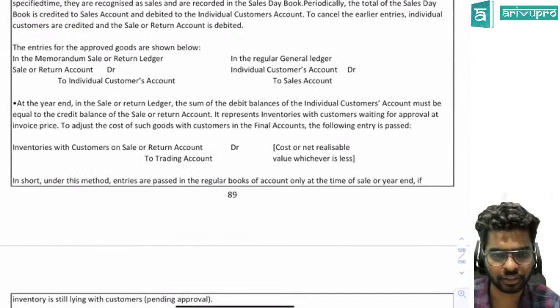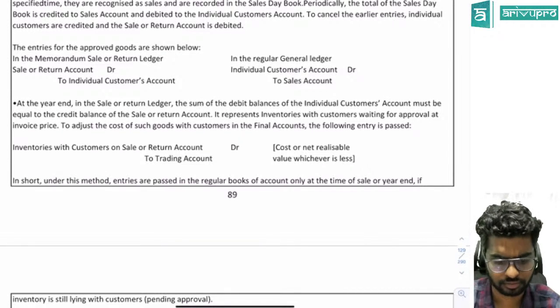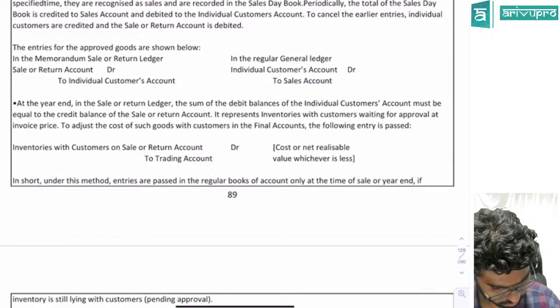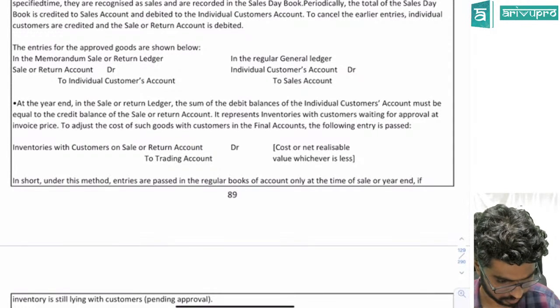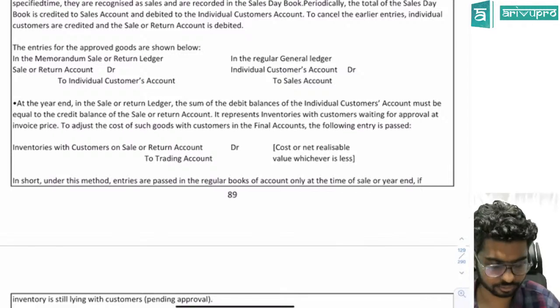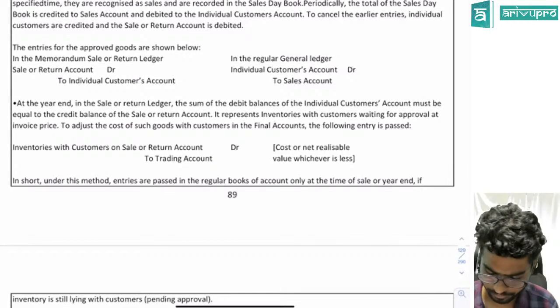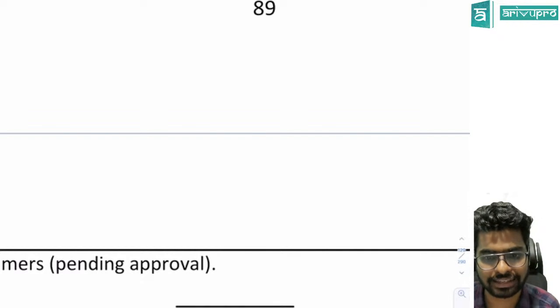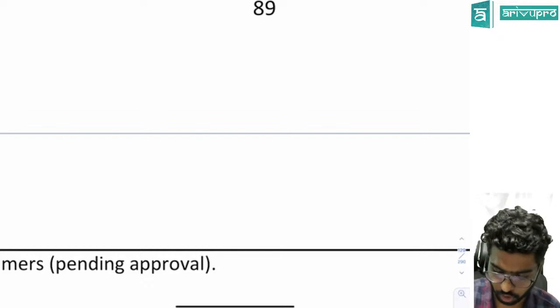Guys, done? Can we do the third method? Guys, now let's look into the third method. What happens in case of the third method? In case of a third method, we do something called a memorandum book. We do a book called what? Memorandum book.